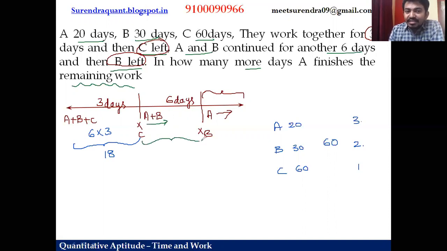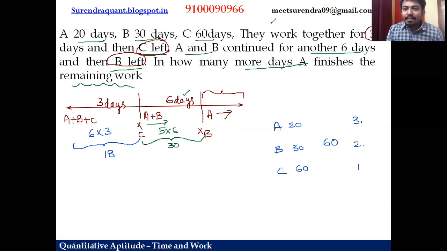They work for how many such days? They work for 6 days. What is the 1 day work of A? 3 units. B, 2 units. A plus B, 5 units in 1 day. They work for 6 days, right? So 5 sixes are 30 units. So 1 day work of A and B is 3 plus 2, 5. For 6 days, 5 sixes are 30.